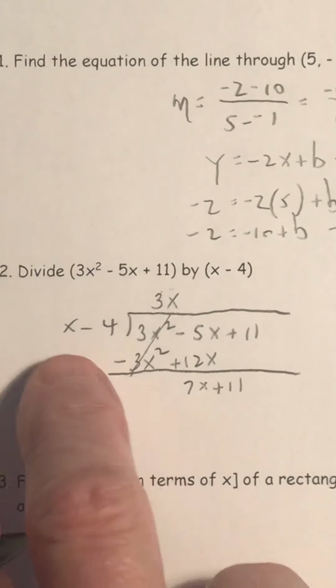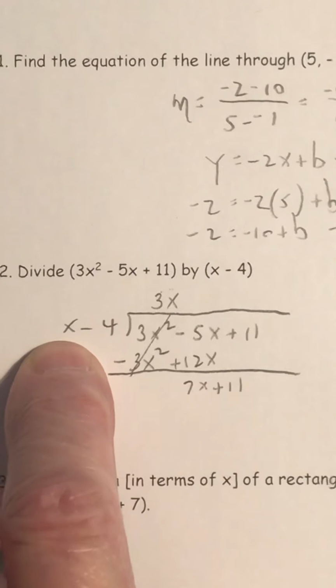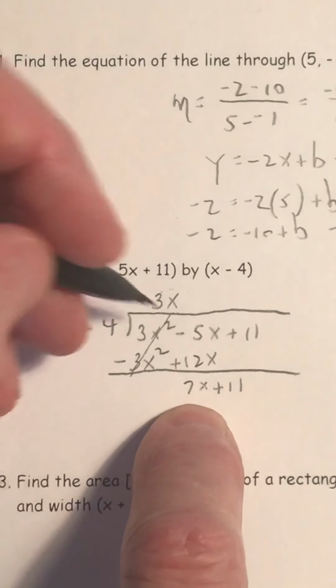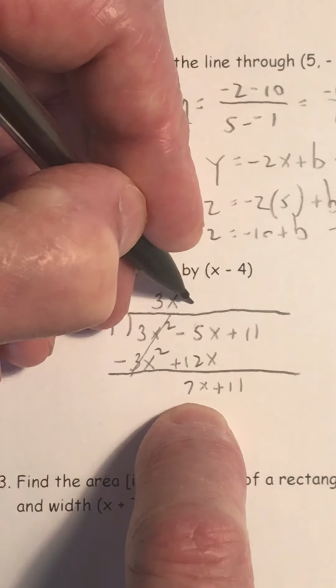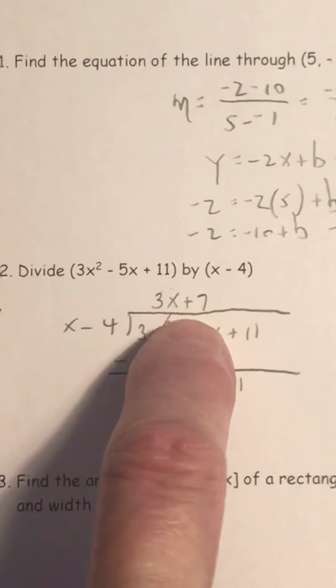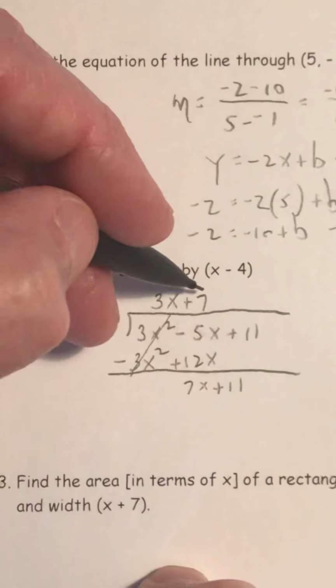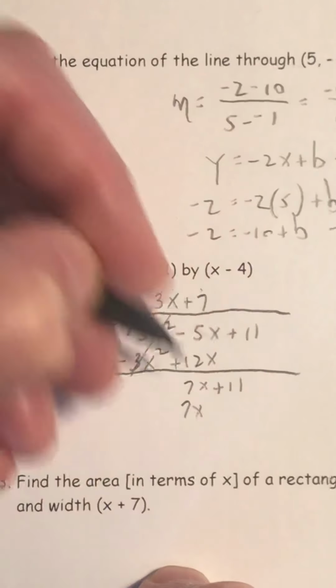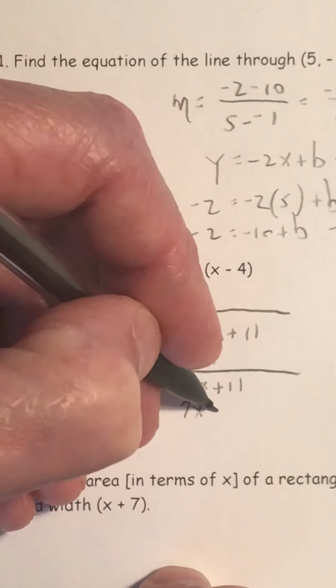I start over again. I think, what do I multiply x by to get 7x? That would be a positive 7, so I write plus 7. It's not good to just write 7. You need plus 7. And 7 times x, 7x, and 7 times minus 4, minus 28.